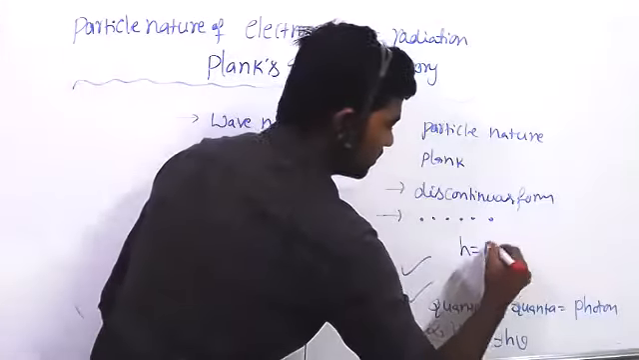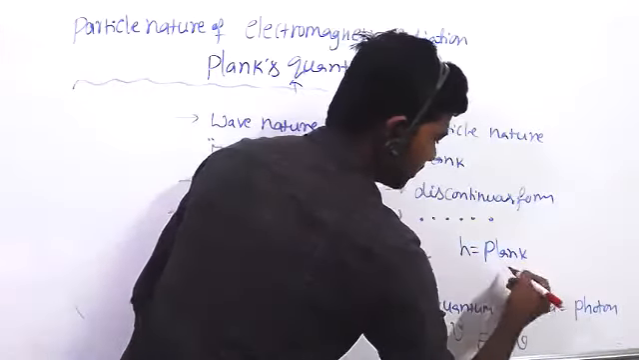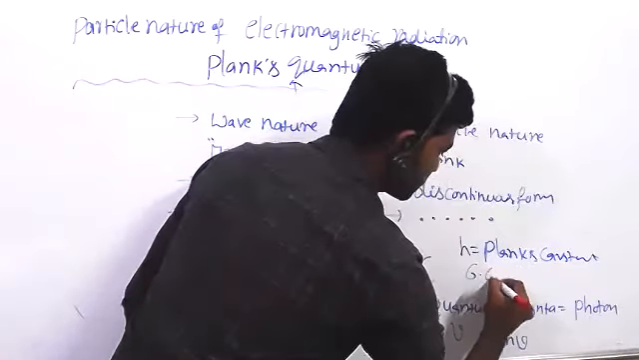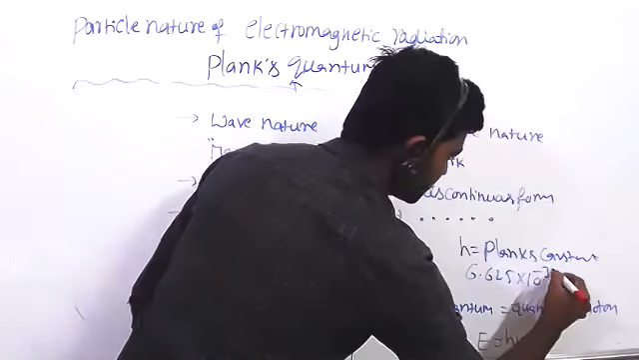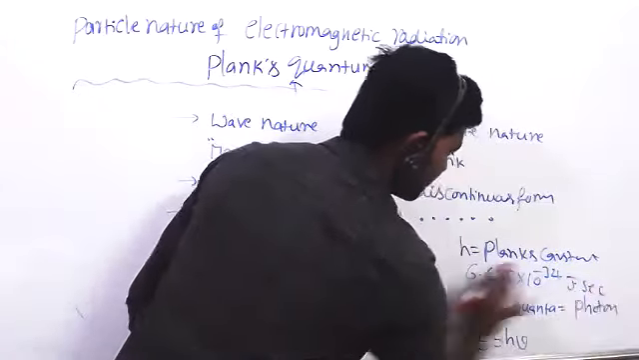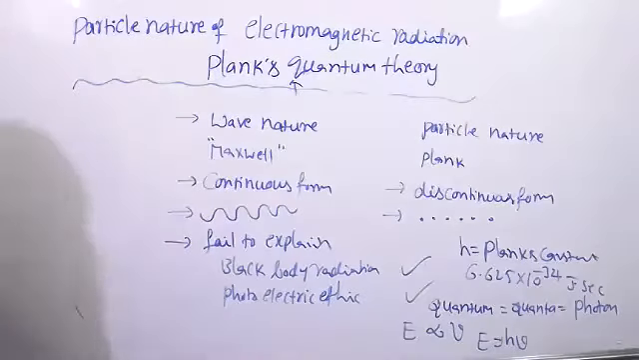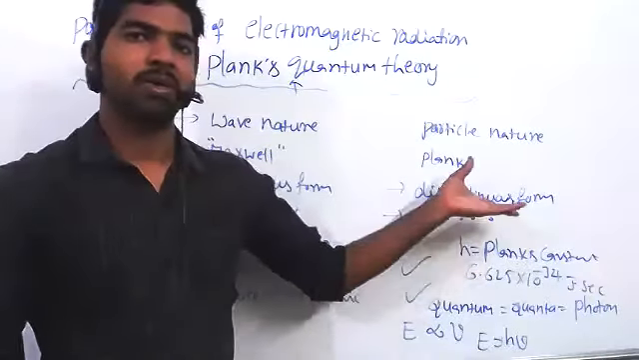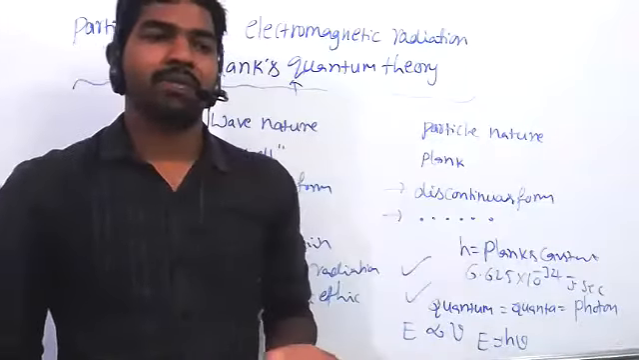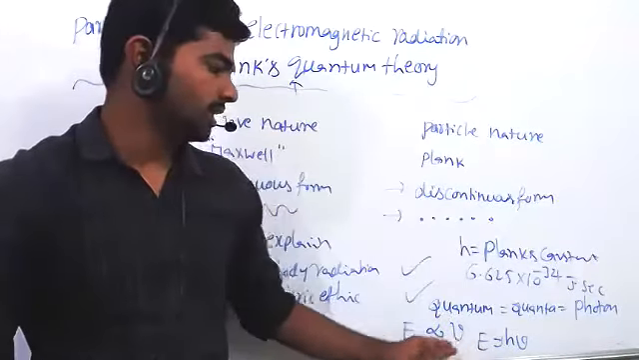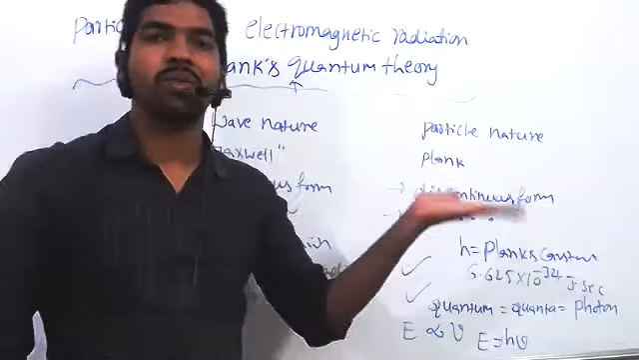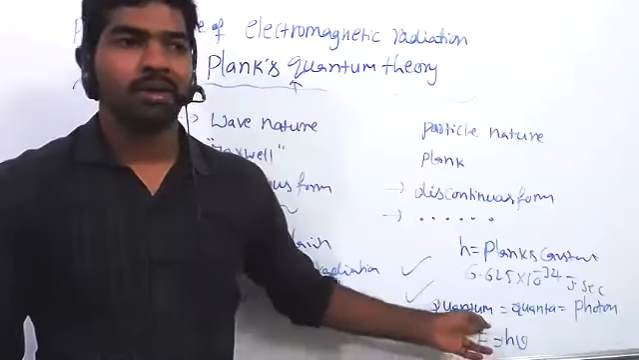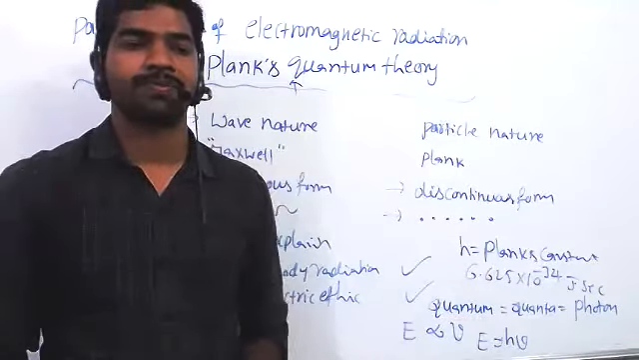Should we write this? No need, I will just give you those points. Planck's constant, this value is 6.625 into 10 power minus 34 joule second. This is about Planck's quantum theory. Actually, Planck gave only some initiation about the particle nature of matter: it has some energy, E is equal to h nu. Further, this theory was developed by Einstein by clearly explaining the photoelectric effect concept.